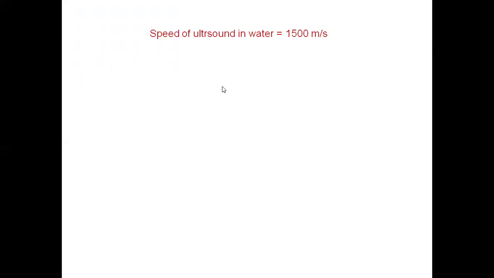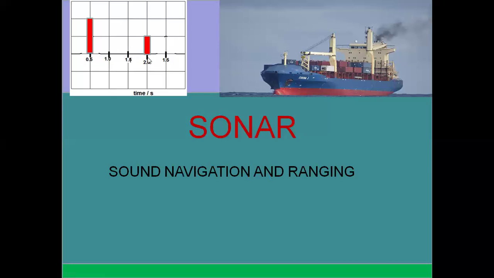Now, this is the calculation. Speed of ultrasound in water is 1500 meters per second. The reflected pulse is received at 2 seconds, and the pulse was transmitted at 0.5 seconds. So what is the time interval? 2 minus 0.5 is 1.5.